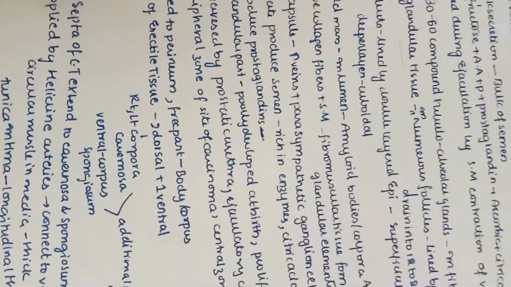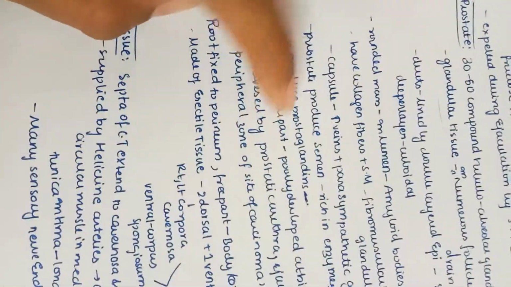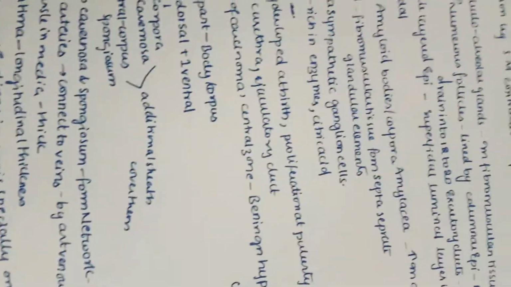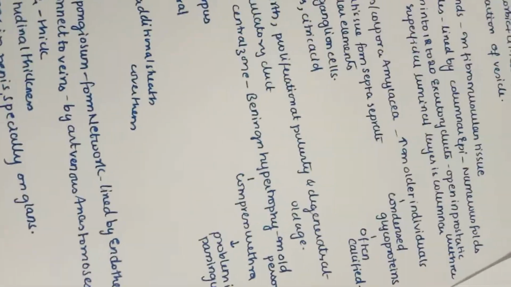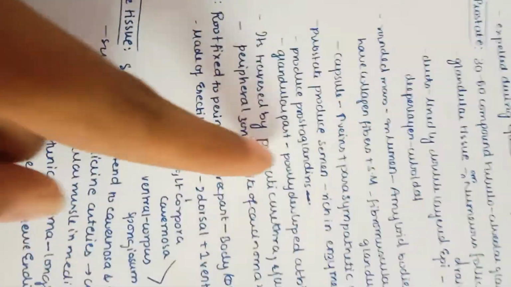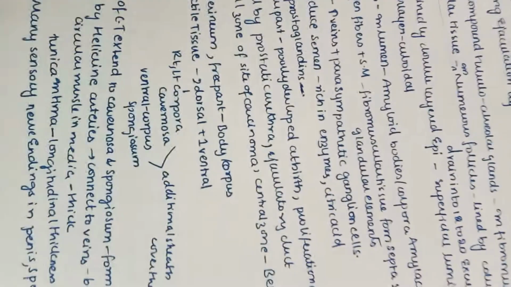The prostate produces a secretion of semen, which is rich in enzymes and also citric acid. They also produce prostaglandins. The glandular part is poorly developed at birth, proliferates at puberty, and degenerates in old age. The secretion is transferred mainly by the prostatic urethra and also the ejaculatory duct.